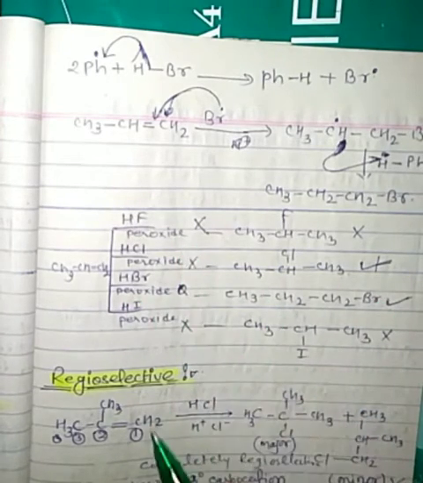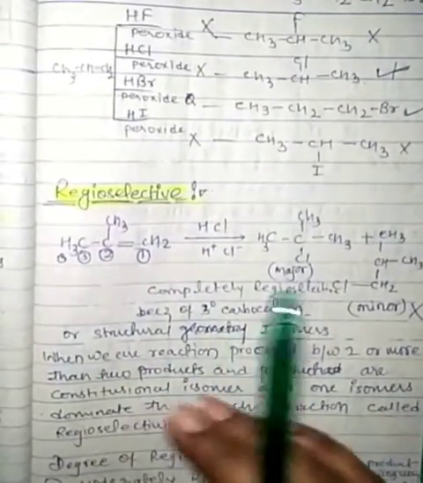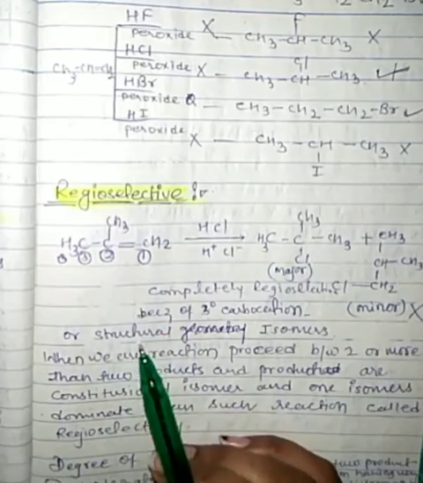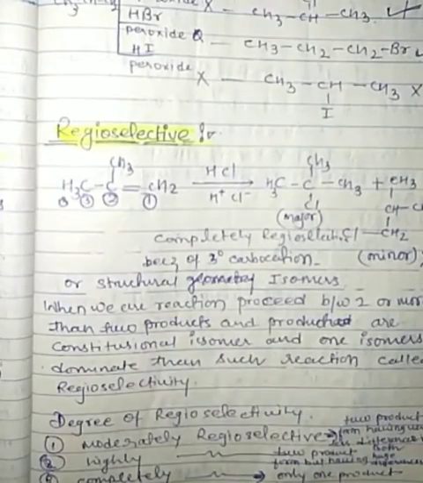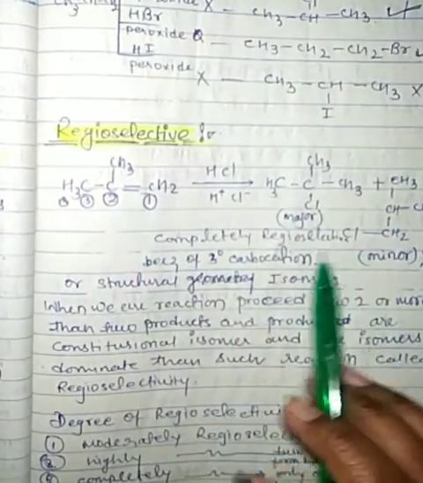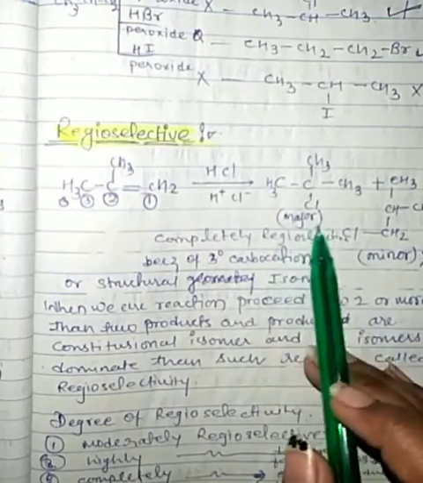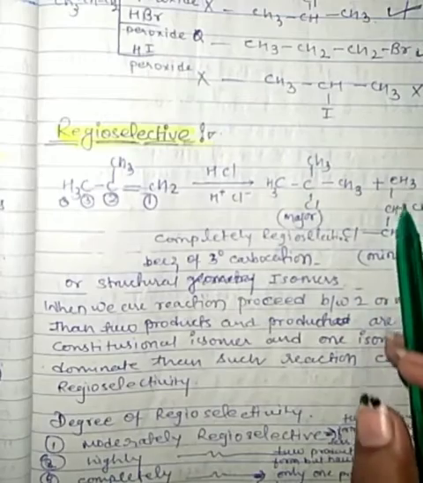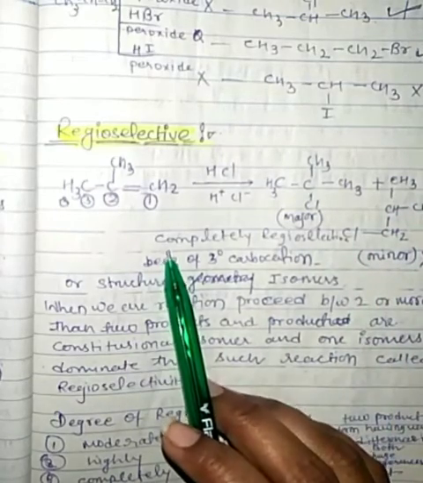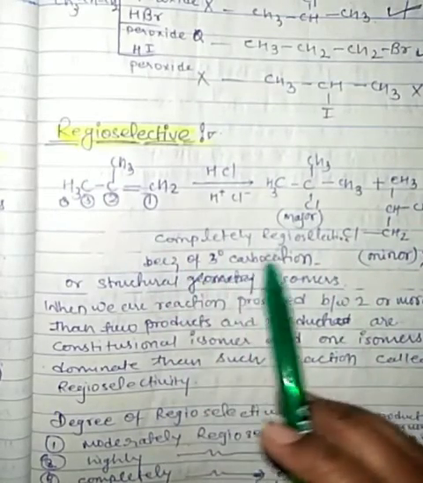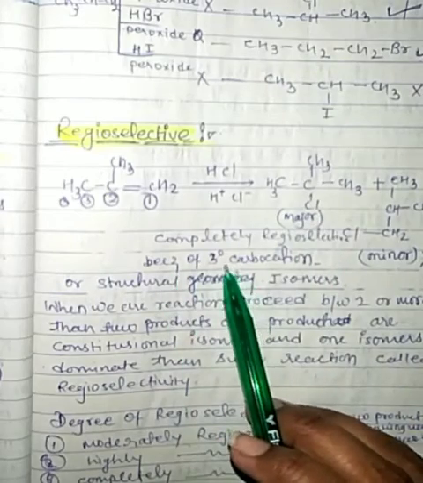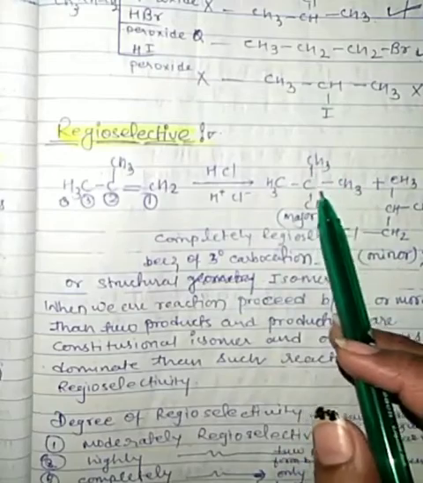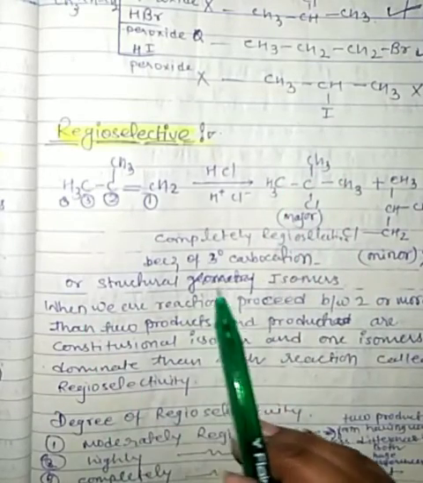Next we see another topic which is regioselectivity. There is given a reaction of regioselectivity. In this we also get two types of product. First one is major and second one is minor. The minor product is negligible and there is complete regioselectivity because a 3-degree carbocation is formed. A 3-degree carbocation is formed, or a structural isomer is also formed.